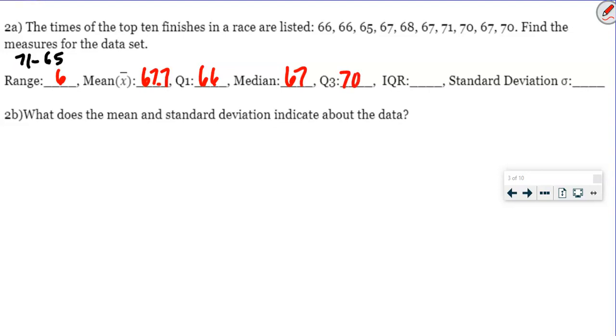The IQR, remember, is Q3 minus Q1, okay? So that means we're going to go 70 minus 66. So that's going to be 4. And then our standard deviation was 1.9.